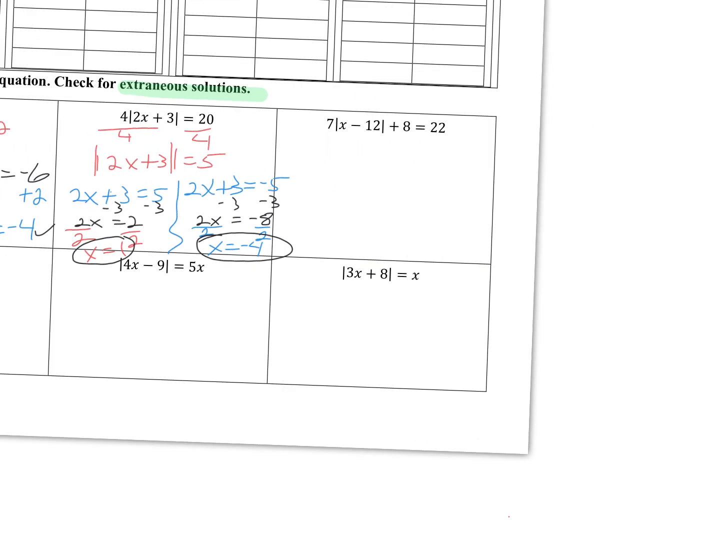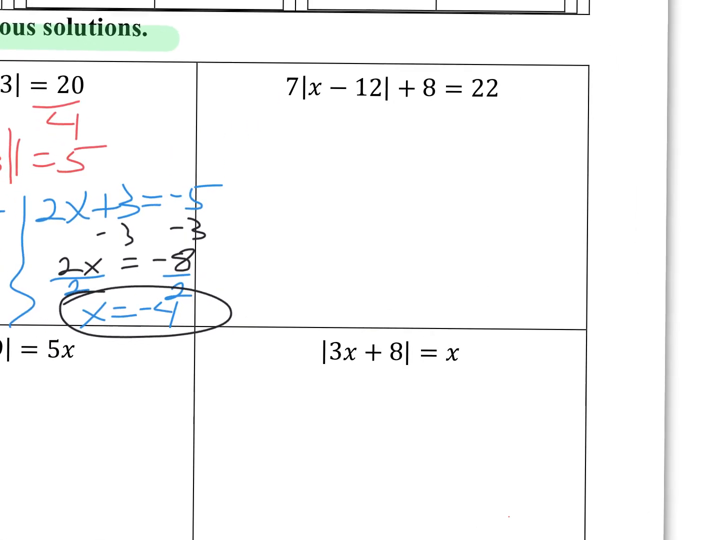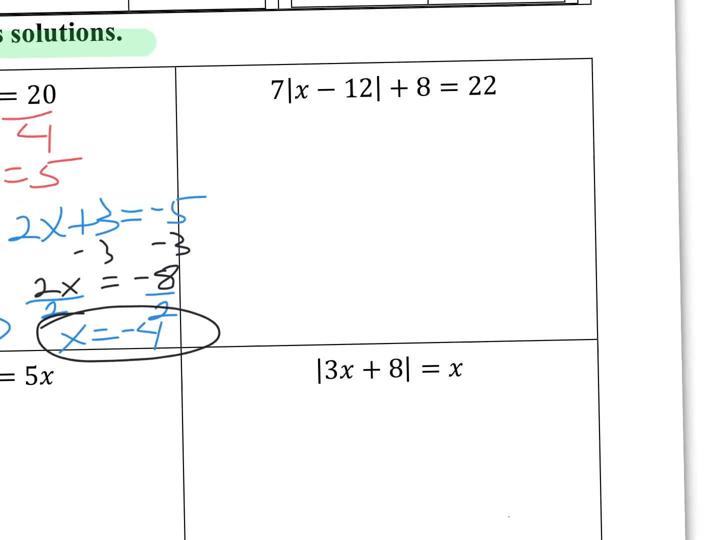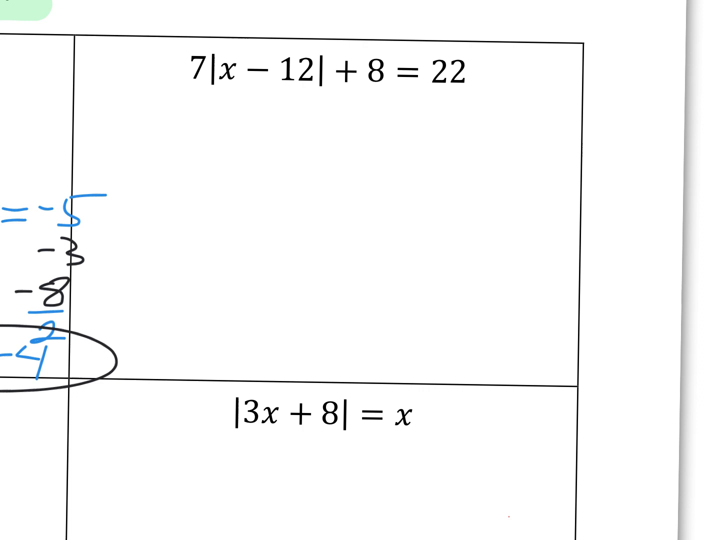All right, let's move on to this one here. So we have multiple steps here. We're going to get rid of this plus 8 on both sides. So we'll need to subtract 8 from both sides. So let's go ahead and work this one out. So minus 8 from the left side and minus 8 from the right side. Now it says 7 times the absolute value of x minus 12 equals, what is that, 14? All right, that's a 12, by the way.